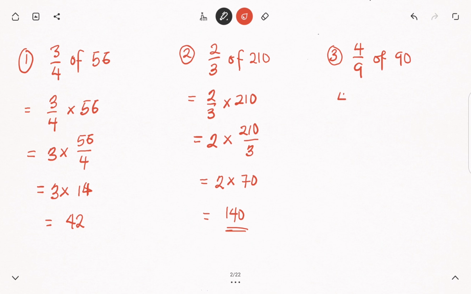So we have 4/9 multiplied by 90, and this is equal to, we maintain the 4 here, and then we send the 9 under the 90, and then this is equal to 4 multiplied by 90 divided by 9 will give us 10 as our answer there. And now we have 4 multiplied by 10, and that will give us 40 as our answer. So this is how we find the fraction of a number.